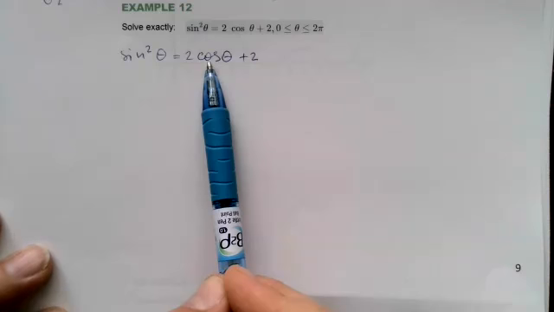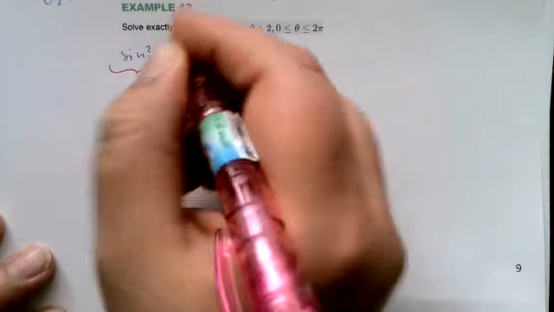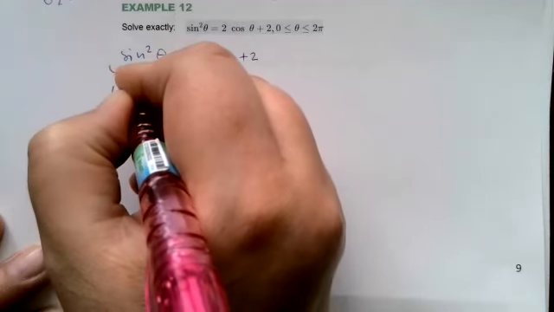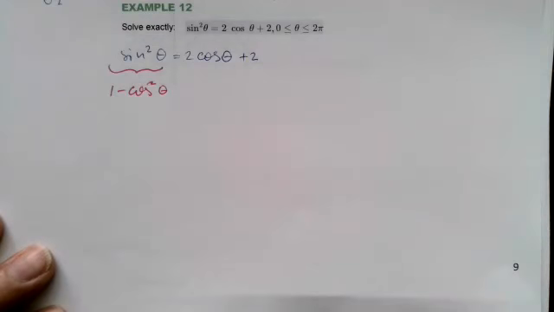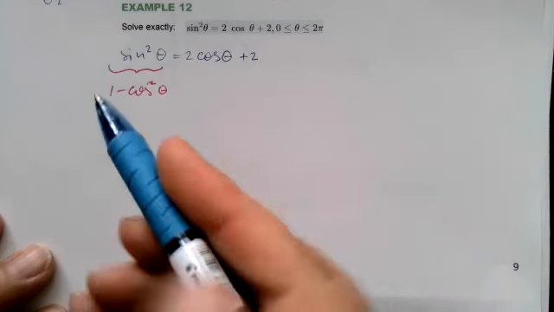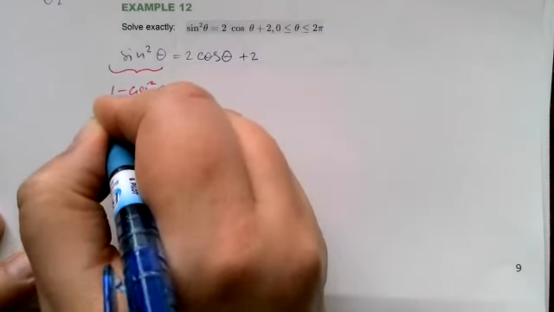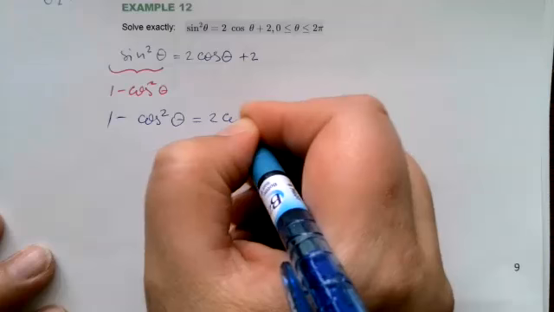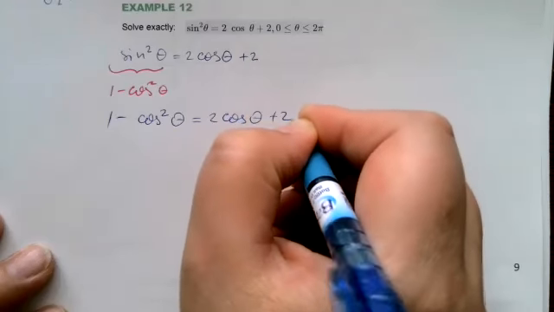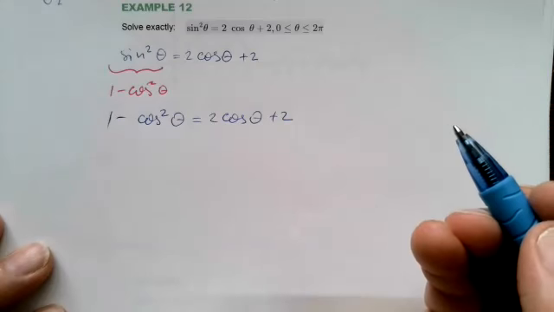And the answer is yes, because we know how to express sine squared in terms of cosine, right? We know that sine squared is 1 minus cosine squared. So we could do that. We could substitute, and we get 1 minus cosine squared theta equals 2 cosine theta plus 2. So now we have our regular quadratic equation.